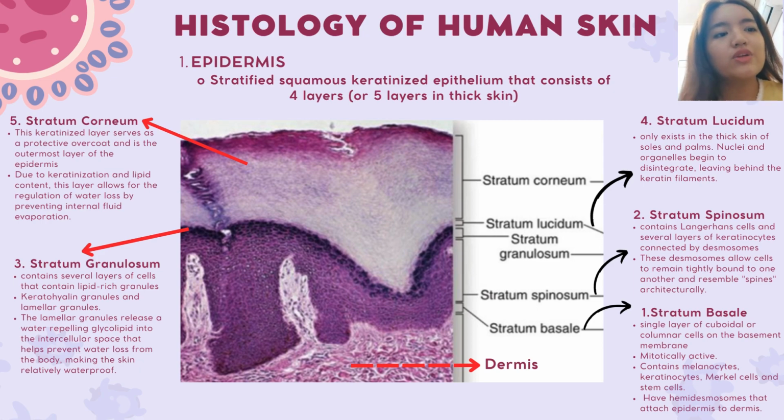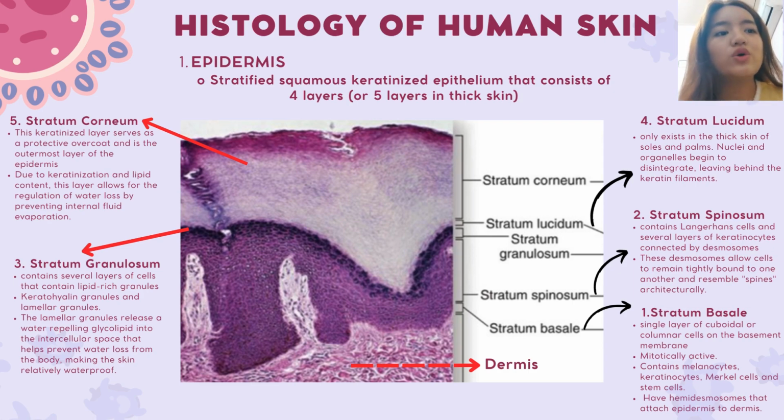Next, let's look at the stratum spinosum. Stratum spinosum contains Langerhans cells and several layers of keratinocytes that are connected by desmosomes. These desmosomes allow cells to remain tightly bound to one another and resemble a spine shape.